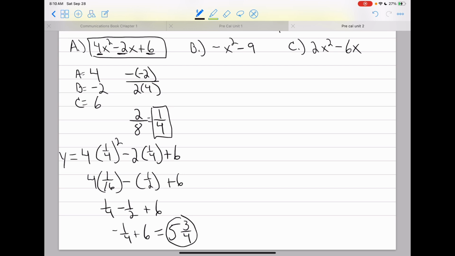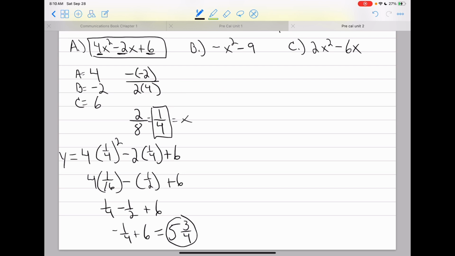So my ordered pair for this one, when all is said and done, is x was, remember, 1/4. And when I plugged it back into the equation, when x was 1/4, y was 5 3/4. Since that was longer than I expected it to be, all good. I'm just going to have you label A, B, and C. What are the A terms, the B terms, and the C terms for the next two problems? You don't have to actually calculate it all.